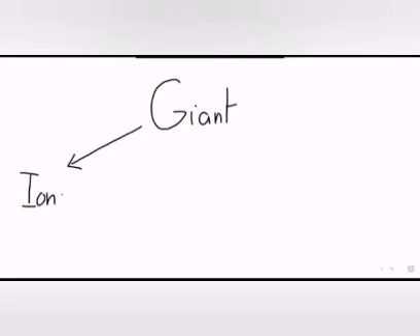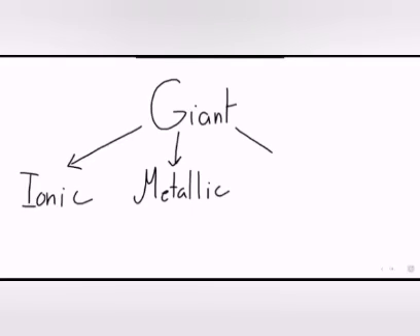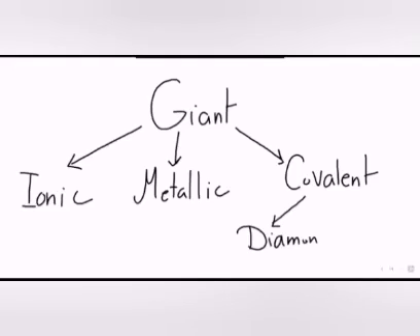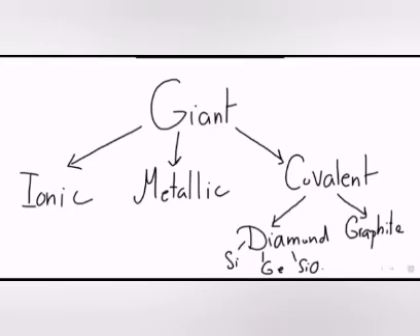Then we'll come to the giant structures. We have giant ionic lattice, we have giant metallic lattice, we have giant covalent molecular structures, which are diamond and graphite. And don't forget the family for diamond, which are silicon, germanium, silicon dioxide, germanium dioxide. These are the giant structures you should be learning.